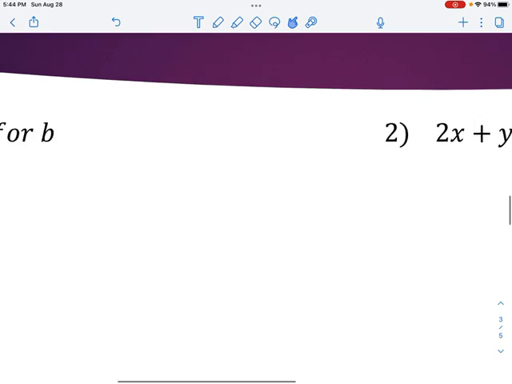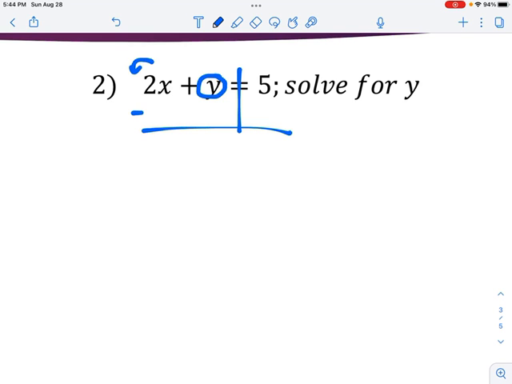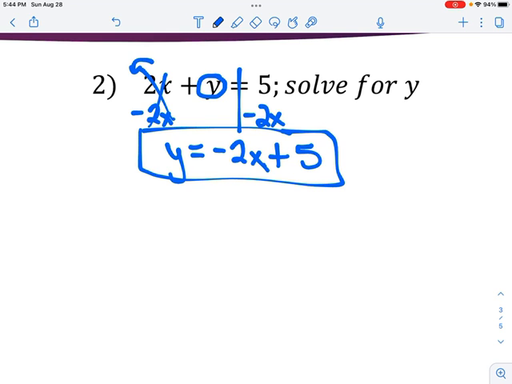Okay. Number 2. We're looking at this problem here. We want to solve it for y. So the first thing we look at is I'm adding 2x to y. It's a positive 2x, so I'm going to minus 2x. Now, we always like to put the variable in front, so this is going to go y equals -2x plus 5. And that would be our final answer for that one.